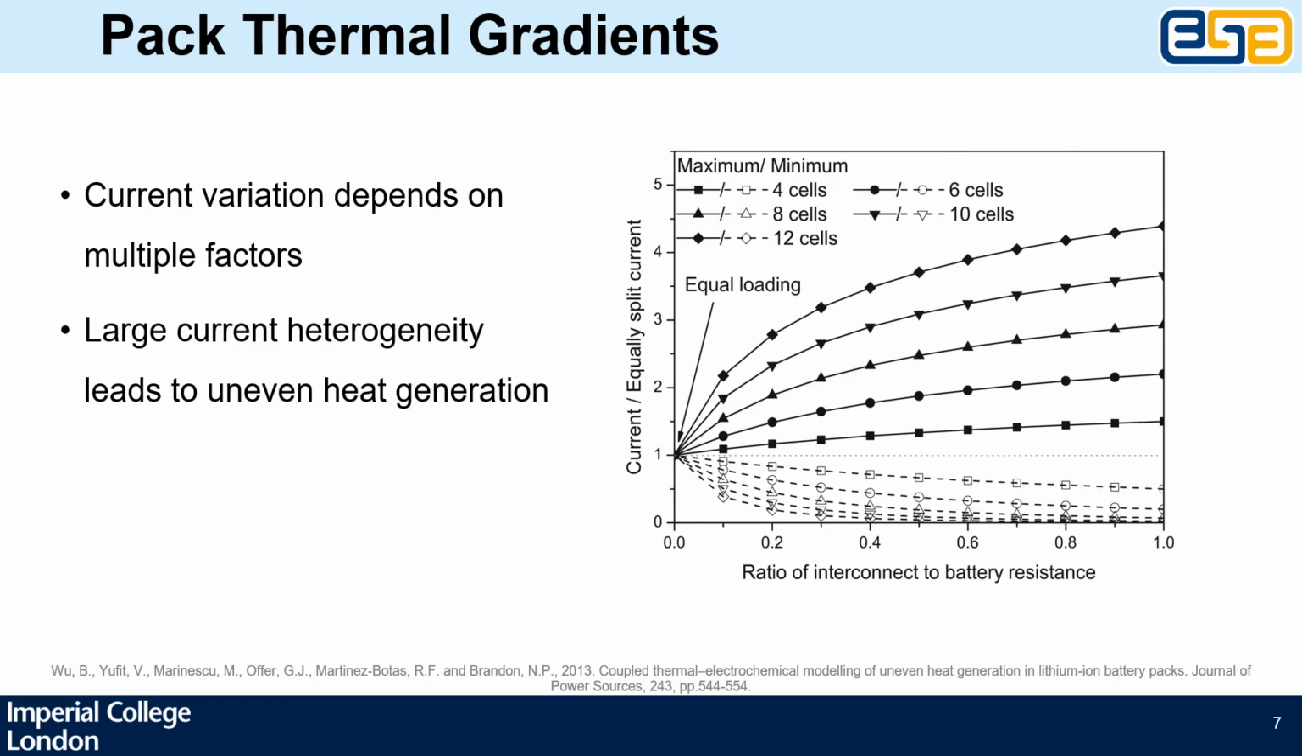This current variation depends on a number of factors, including the cell chemistry, pack topology, and operating conditions. However, the interconnect resistance ratio, defined as the interconnect resistance divided by the cell impedance, is a key factor in driving these heterogeneities in current. As we can see, increasing this ratio increases the imbalance within a parallel string, and the degree of imbalance increases with larger parallel strings. This is less of a problem for higher impedance cells, for example many cylindrical cells, as the interconnect resistance is generally small, but it is an issue with ultra-low impedance cells, and today it's common to find cells with less than 5 milliohm impedance.